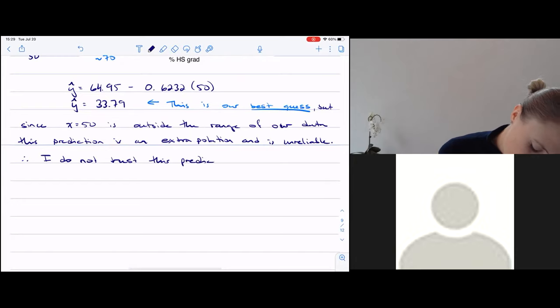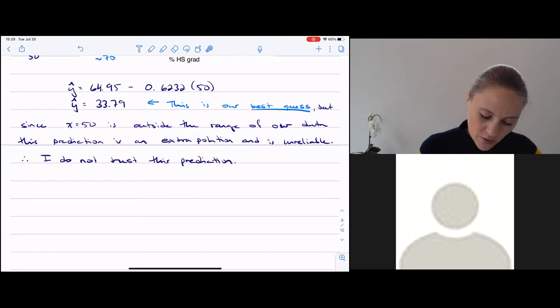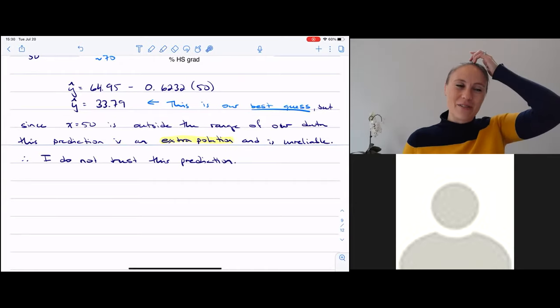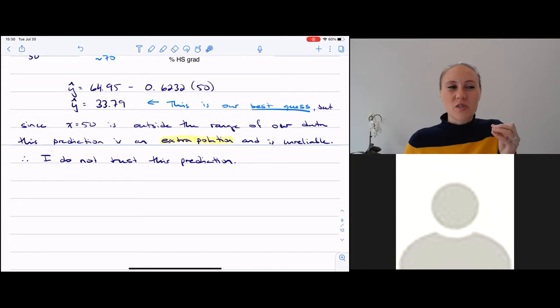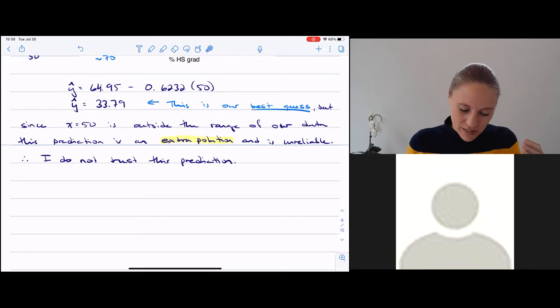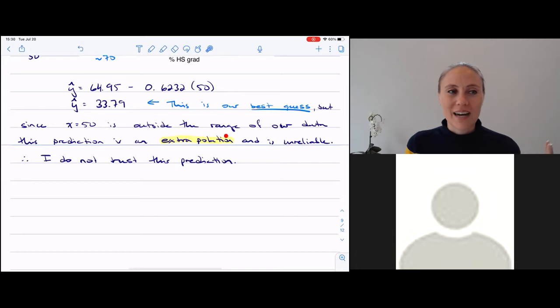You do have to say why, right? You do have to touch on the extrapolation part. And usually on the final exam, I'll have people know that there's this word that they're supposed to remember. And in the explanation, no, I don't trust this prediction because it's that word that I can't remember what it is. So pretty funny. But because it's an extrapolation, it's unreliable. And that's why we can't trust this prediction.